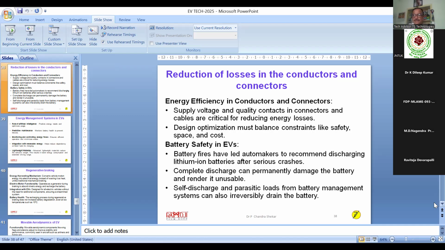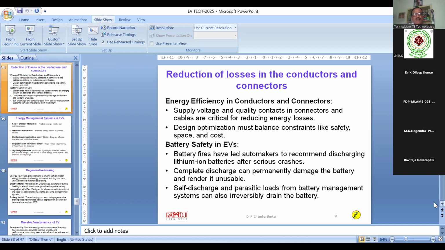Energy efficiency is in conductors and connectors. Supply voltage and quality contacts in connectors and cables are critical for reducing energy losses. Design optimization must balance constraints like safety, space, and cost. Because, as I told you, if you keep on increasing the voltage, once again you have to see the safety aspects also. Battery safety in EVs.